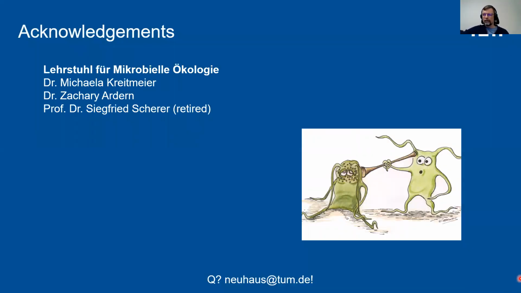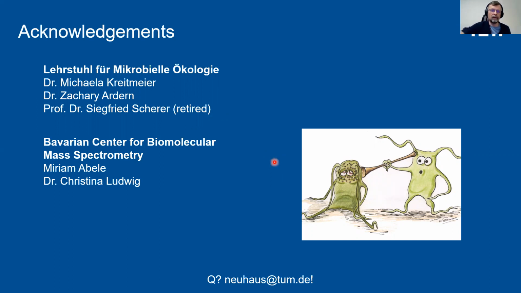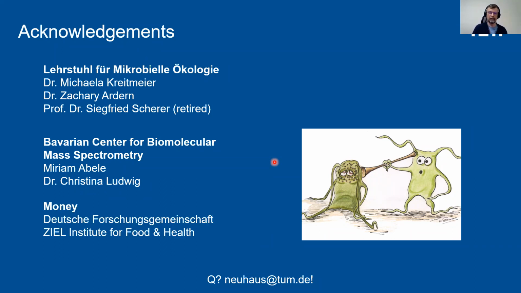So I would like to acknowledge for this talk Michaela Kreitmeier. She was first author of the publication. Zachary did the evolutionary analysis. Siegfried Scherer was the chair. He retired last spring. Then we have the Bavarian Center for Biomolecular Mass Spectrometry, since they showed for the first time overlapping genes in mass spec. So this was the work of Miriam with the help of Christina. And then finally, we get money from the German Research Foundation and also internal funds.